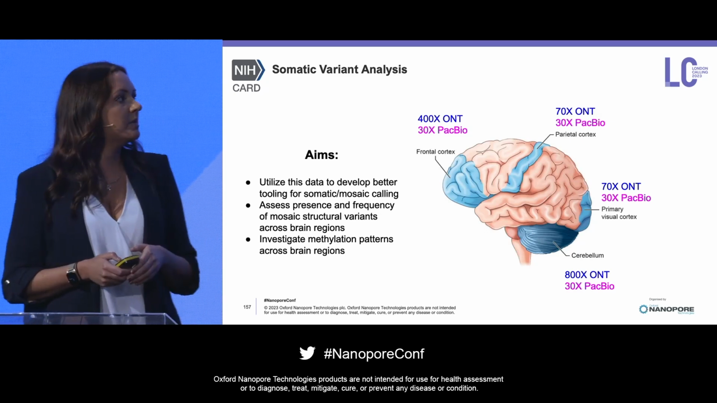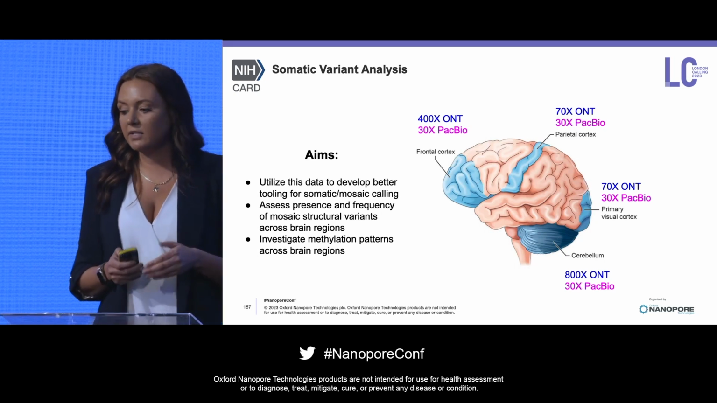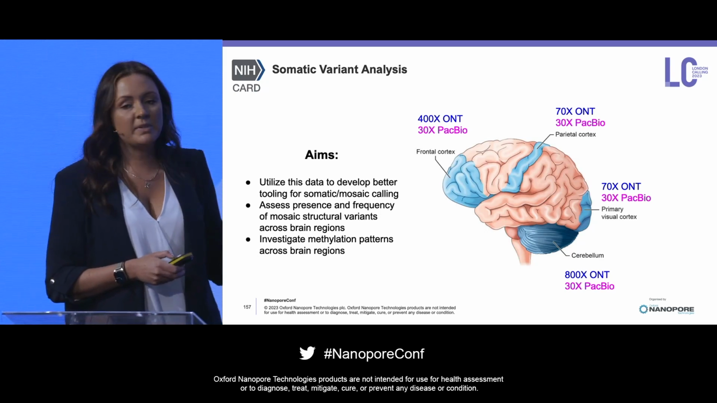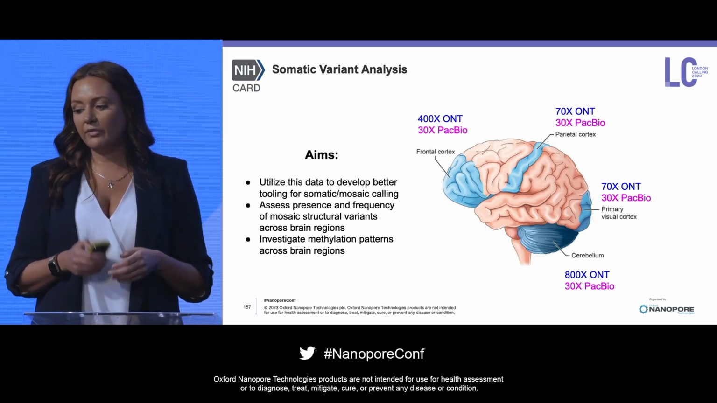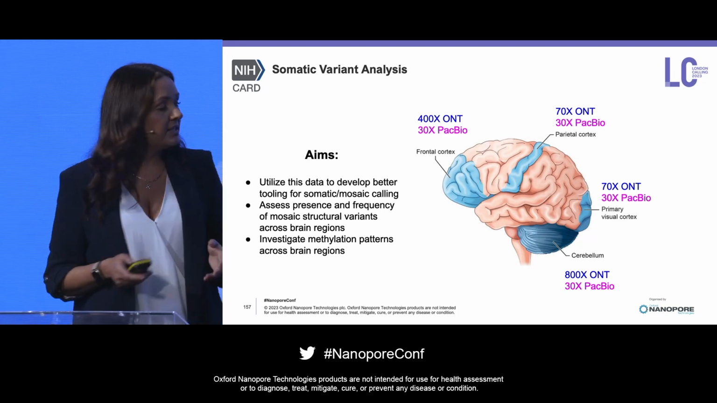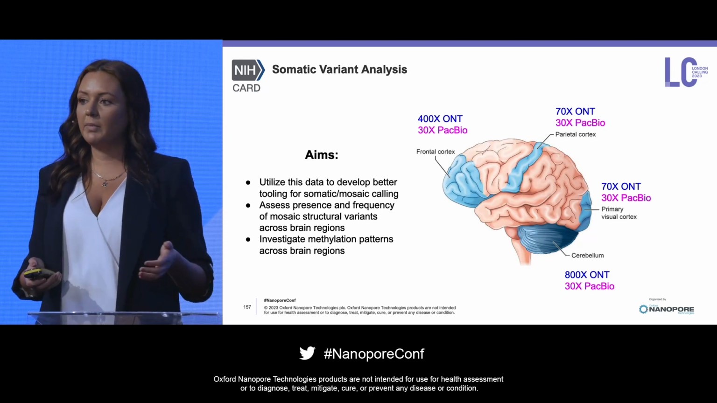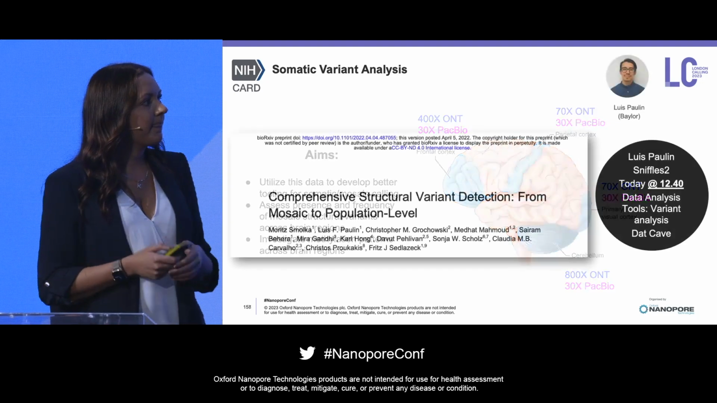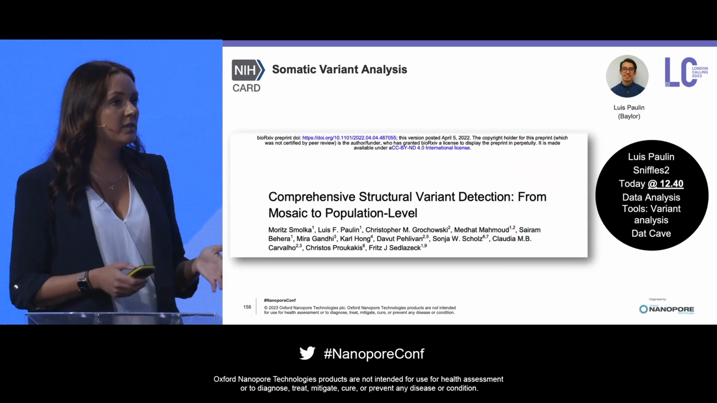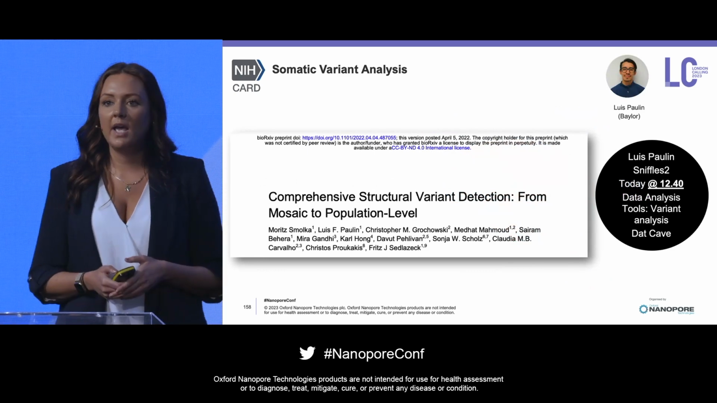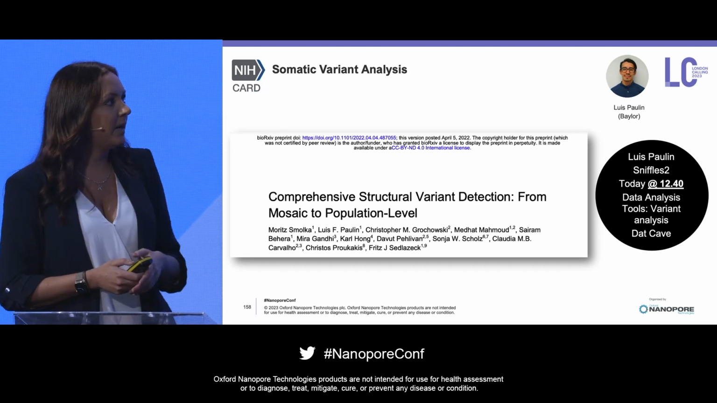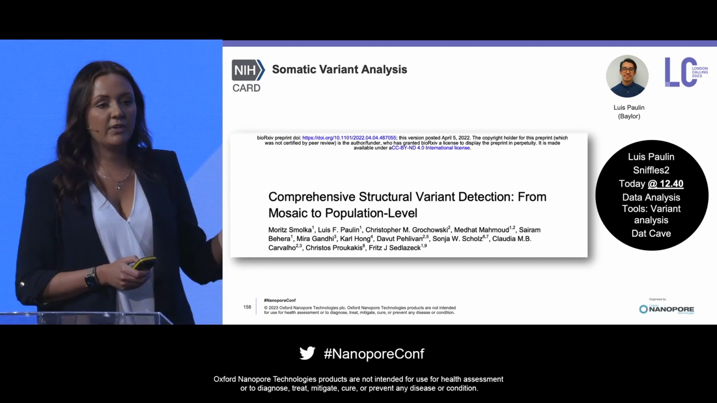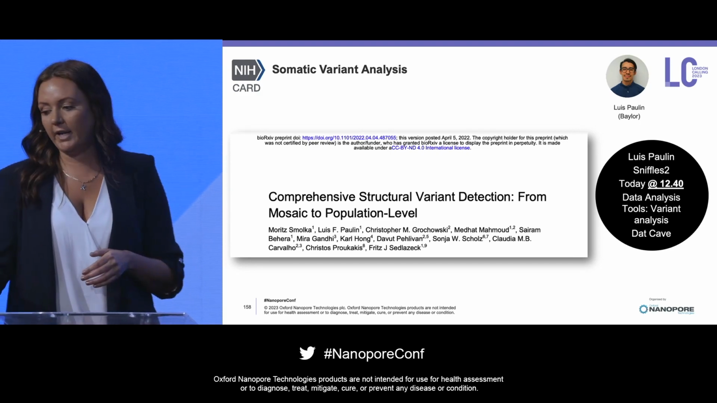And so with this, we aim to be able to utilize the data to better develop tooling to look at somatic and mosaic variants. We're hoping to be able to start to assess the presence and frequency of mosaic variants across different brain regions. And also the benefit of it being nanopore, we can also start to look at methylation differences across the brain. And for the analysis, we've been using Sniffles 2 in mosaic mode and working with Fritz Sedlazeck and Lewis Paulin. And so Lewis is going to be giving a talk in the DAC cave later on, specifically on Sniffles, and that's going to be great, and I encourage everyone to go.